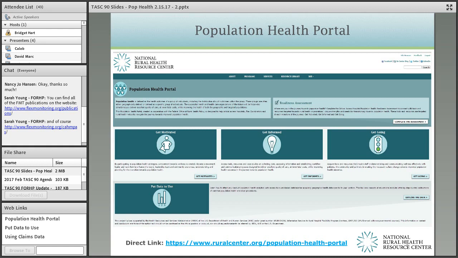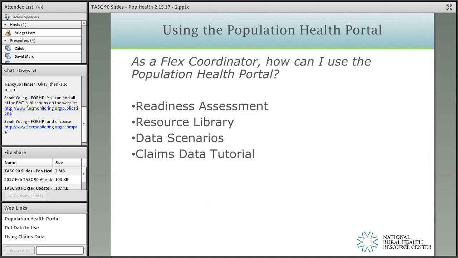And this is the landing page of the Population Health Portal. It's on the center's program links, and we first launched it last December. And again, the goal is to provide resources and a starting point for hospitals and networks navigating the journey towards population health. And as a Flex coordinator, you can use the Population Health Portal.